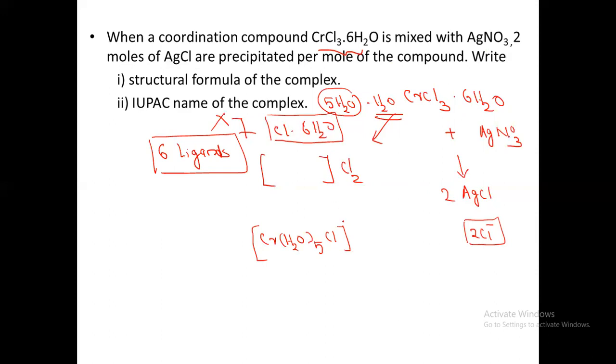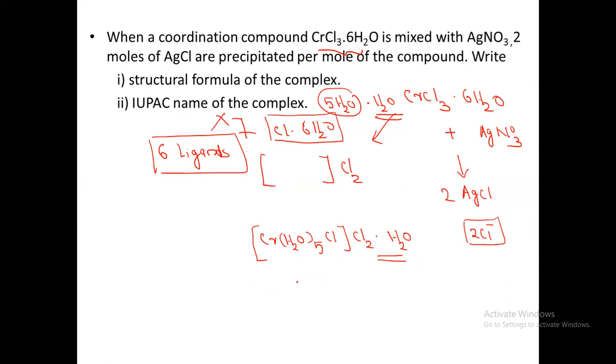How did you understand that 1 Cl is inside? Because only 2 AgCl is precipitating. So only 2 Cl is outside. So Cl2. So one more water left, that will be present as water of hydration. Dot H2O. It's outside the coordination sphere. It's not a ligand now. It's just water of hydration.